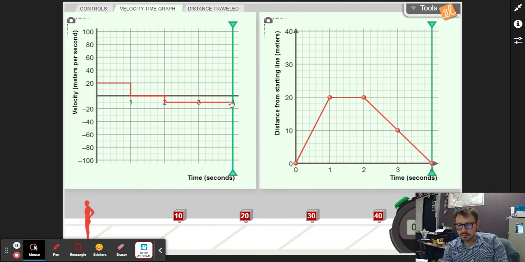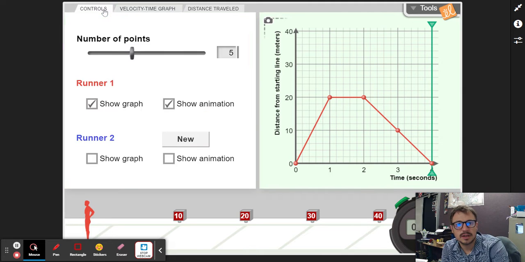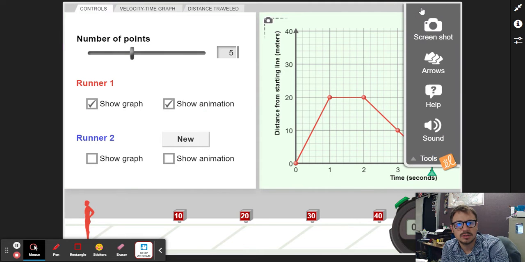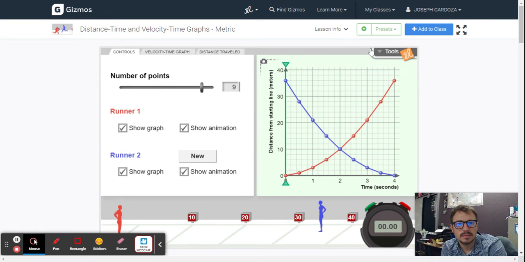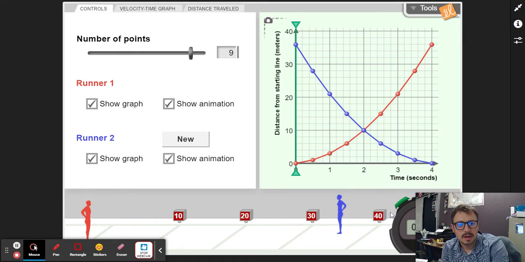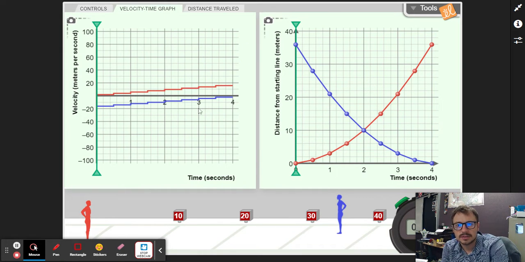All right. So the next one says at the top of the simulation. So if I go to controls, I can go to tools. Okay, for this one, I do have to exit full screen, and then I have to go to presets, preset 1. There we go, right? So this scenario is already set up. Then it says copy paste these graphs, right? So just copy and paste the distance from the starting line versus time and the velocity versus time graph.